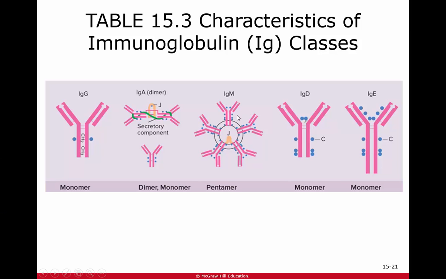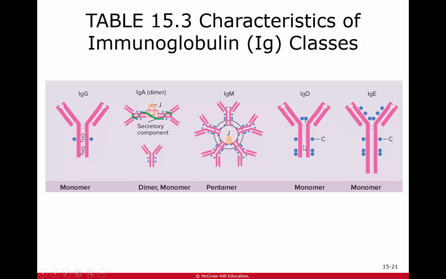The one right in the middle, it's huge. It's got 10 binding sites on it, and it's got 5 monomers that you see. And this is the first one that is synthesized when you first encounter this antigen.